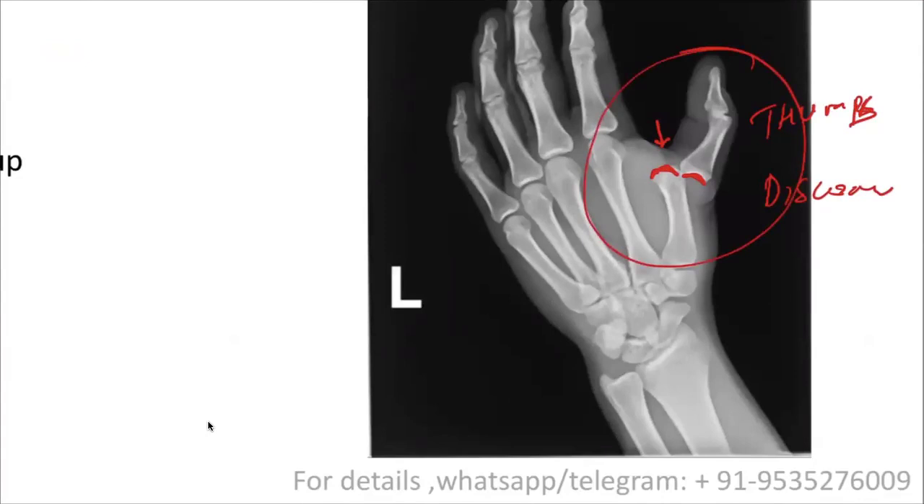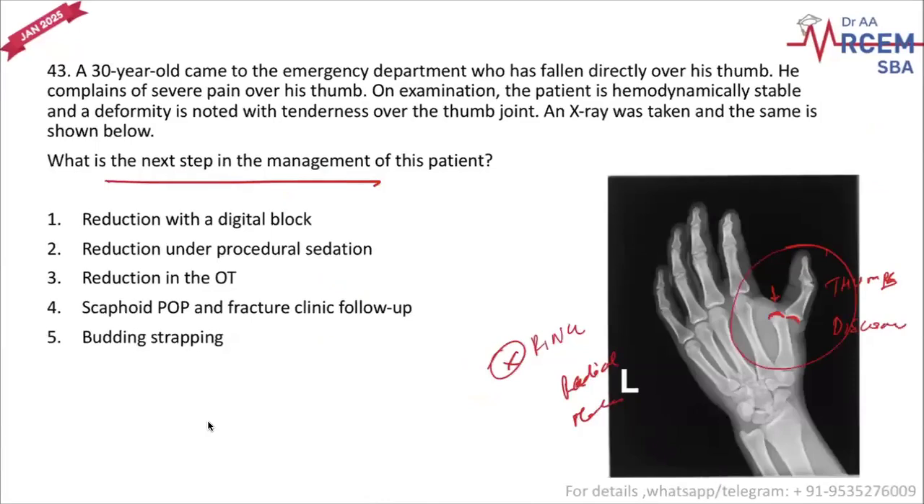Relocation: I have always told you that a ring block doesn't work. Do not give a ring block. You need to give a combination of a radial nerve and median nerve block. Radial nerve and median nerve block is not given in the options. So what can be done? Procedural sedation can be done in the emergency department. Digital block doesn't work. Reduction in the OT will be an overkill treatment for this patient. You cannot just put body strapping on this without reducing it, because they're asking the next step.